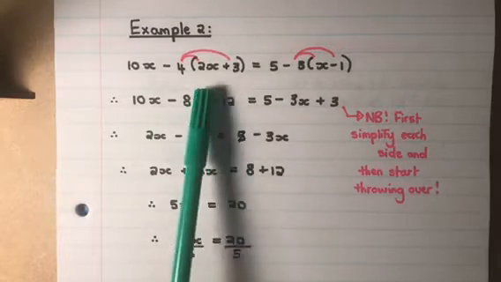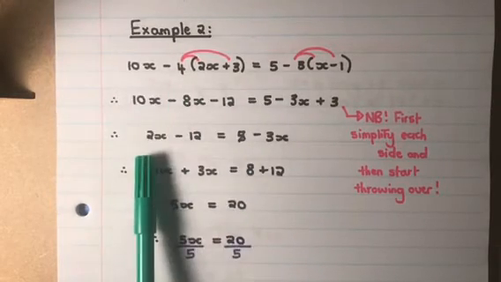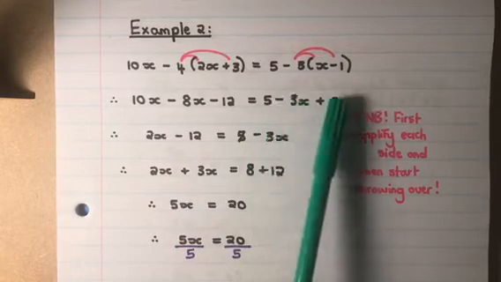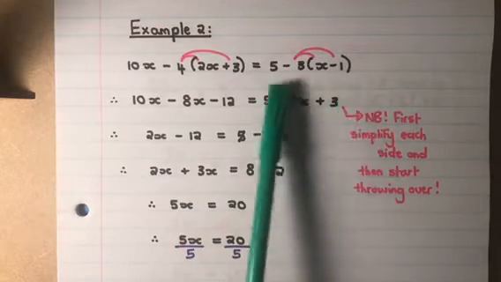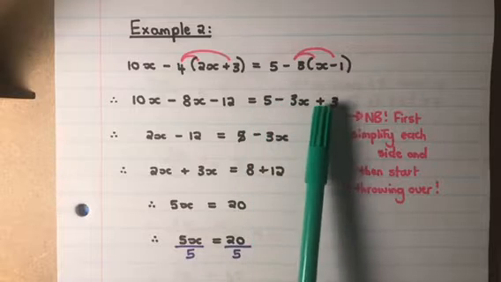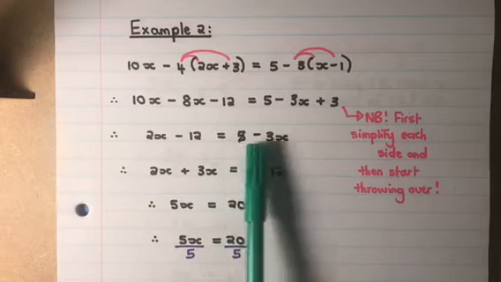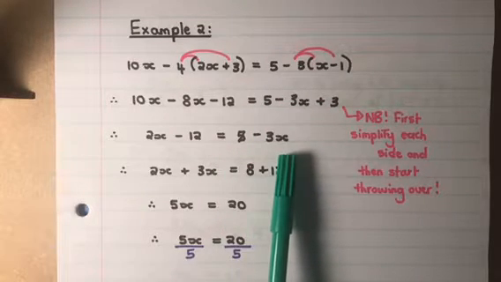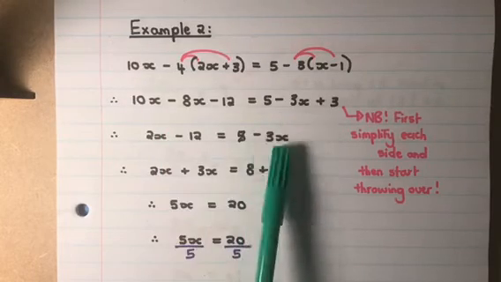Okay, so first, 10 minus 8x is 2x. And over here, there's a 5 and a plus 3 that I can simplify. Positive 5 plus another 3 gives you 8, and the minus 3x. So now you're left with 2 terms on each side.